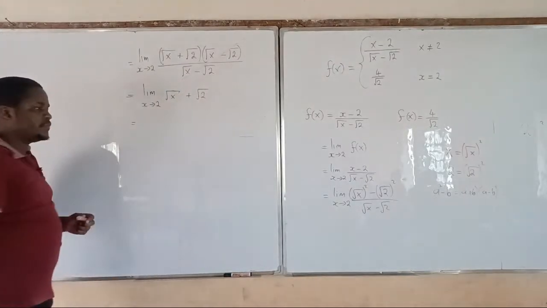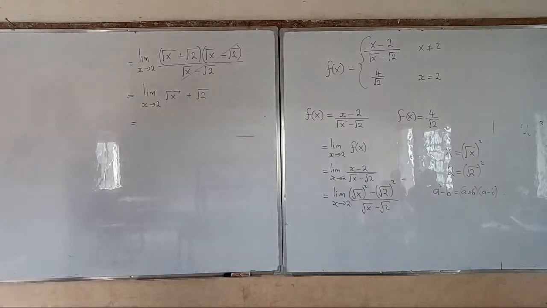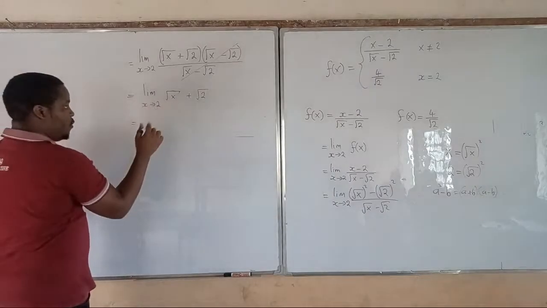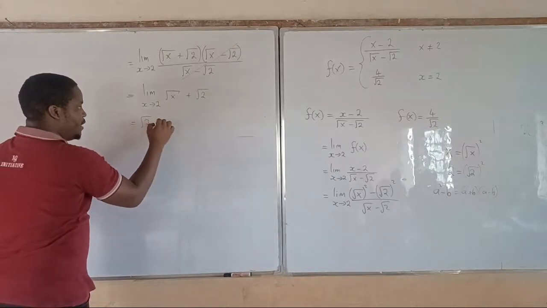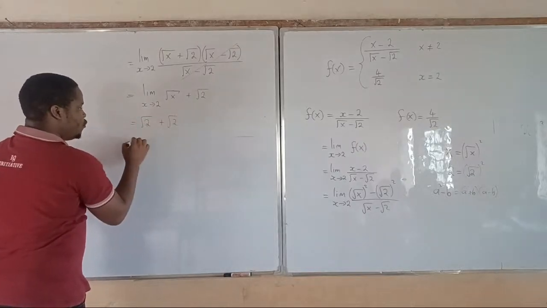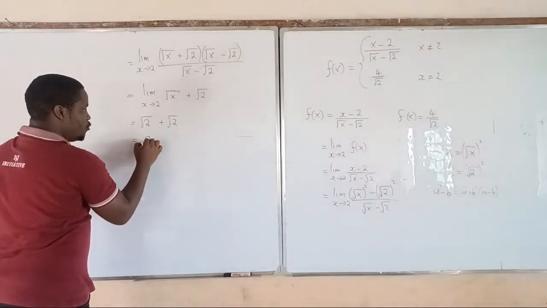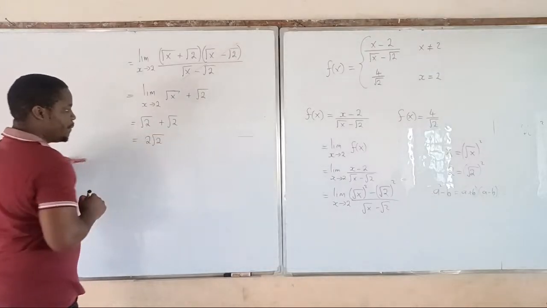Now, let's apply the limit. To apply the limit, we simply replace x with 2. What do we get? Root 2 plus root 2. What is root 2 plus root 2? 2 root 2, like that.